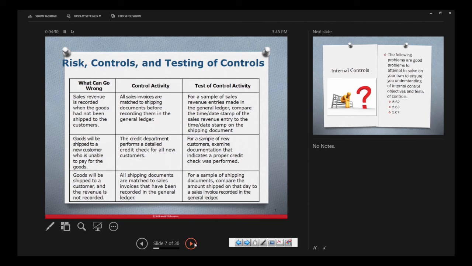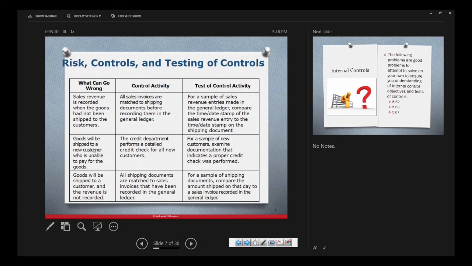Occurrence, right? And so the auditor wants to see a control activity that addresses the validity of sales being reported, right? That the sales are earned. So a control activity that the client would have in place would be that all sales invoices are matched to shipping documents before reporting them in the sales journal. Right? The auditor would test that control activity by selecting a sample of sales entries made in the sales journal and comparing the time date stamp of the sales revenue entry to the time date stamp on the shipping document. So basically compare it to a shipping document.